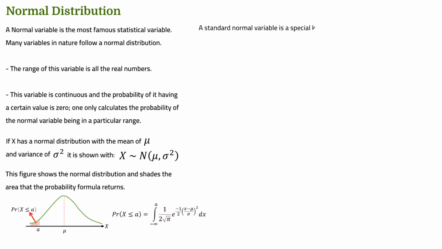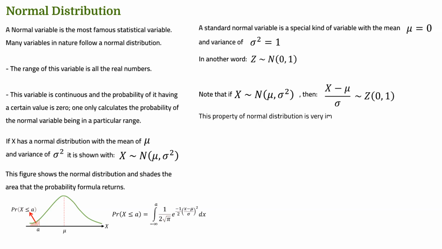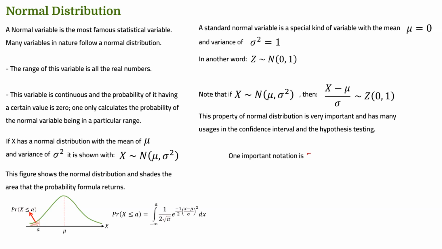A standard normal variable is a special kind of variable with the mean mu equal to 0 and variance sigma square equal to 1. In other words, Z is normal with 0 and 1. Note that if X is normal with mu and sigma square, then (X minus mu) divided by sigma is a standard normal with 0 and 1. This property of the normal distribution is very important and has many usages in confidence intervals and hypothesis testing.